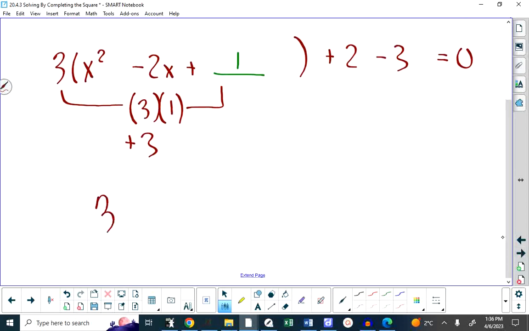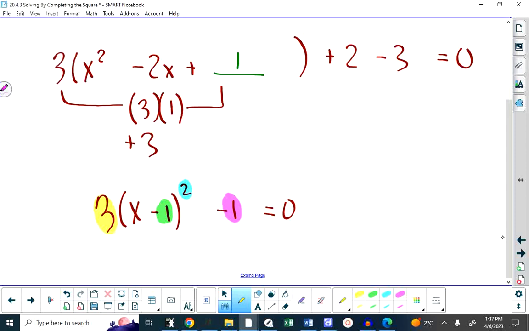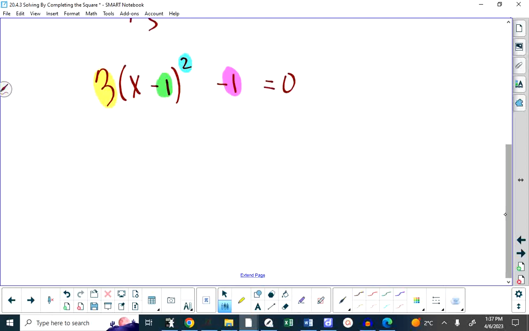This becomes 3 times x minus 1 squared. 2 minus 3 is minus 1 equals 0. This time we have this to get rid of, this to get rid of, this to get rid of, and this to get rid of. Nate, are you up for it? What would we do first? Which negative 1? The pink one. We're going to add 1 to both sides. Good. And that's going to give us 3 times x minus 1 quantity squared equals 1.